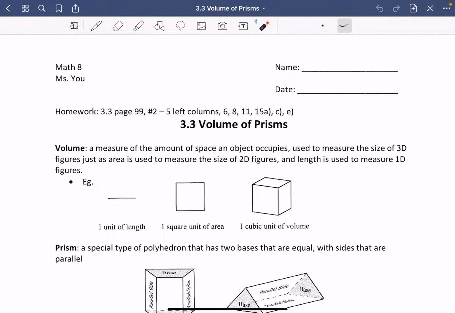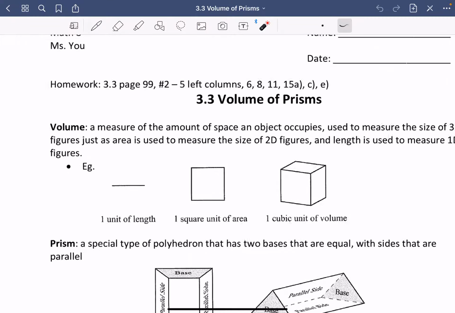Hello everyone, today we'll do section 3.3, volume of prisms. So definitions first. Again, volume is a measure of the amount of space an object occupies. It's used to measure the size of a 3D figure, just like area is used to measure the size of a 2D figure, and length is used to measure one-dimensional figures.